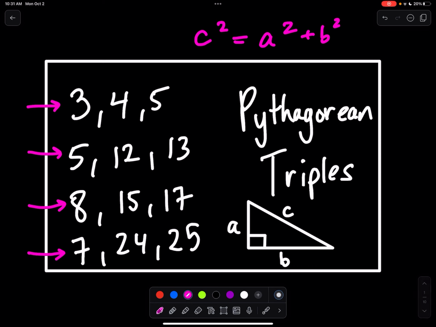So you actually have to have these memorized. The way I think about it, I just rehearse this in my head and I write it down. I do this repeatedly. I'm like 3, 4, 5. You got to have that one memorized. It shows up a lot. 5, 12, 13, 8, 15, 17, and 7, 24, 25. So you notice the 5 at the end of one of them brings you to the next one. Also, the 17 leads into the 7.